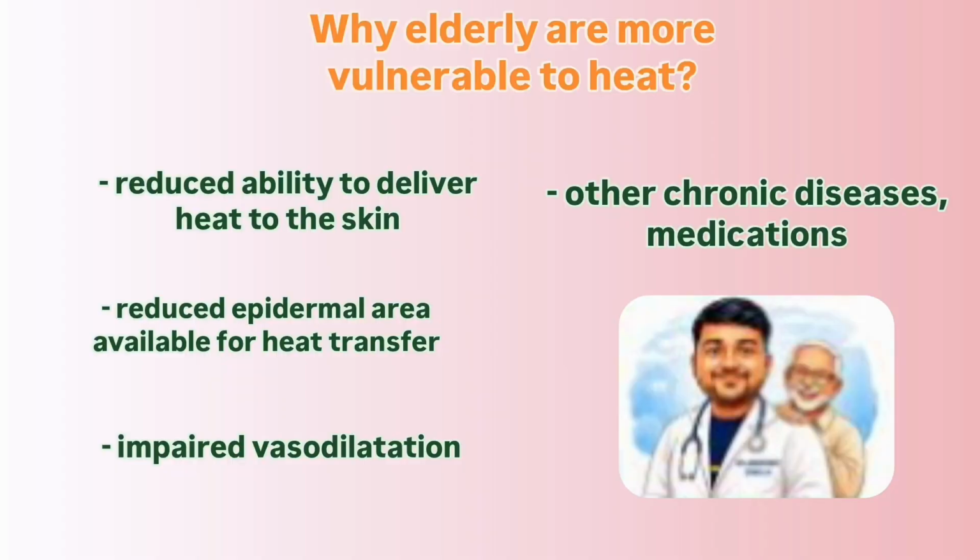Now a question arises: why are elderly people more vulnerable to heat? This is because of the following factors. In the elderly, there is reduced ability to deliver heat to the skin. Then there is reduced epidermal area available for heat transfer. Then there is impaired vasodilatation, and due to other chronic diseases and since they are on medications, elderly people are more vulnerable to heat.